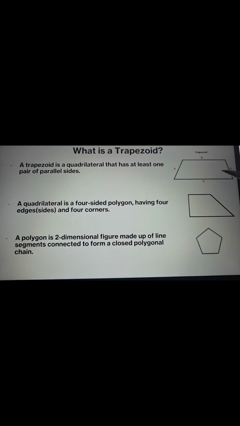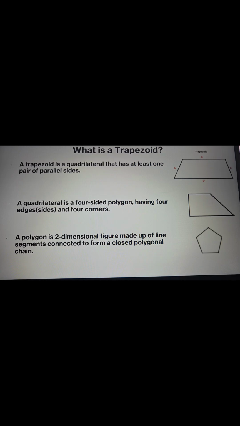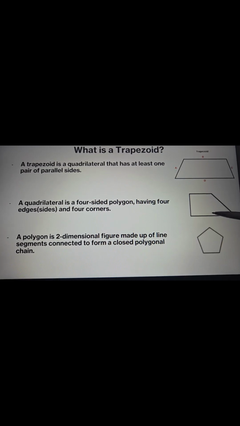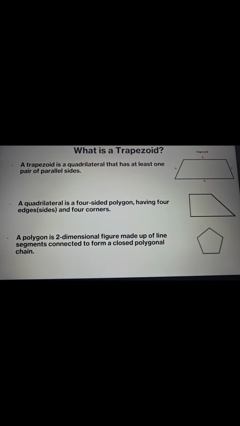So in the first illustration of the trapezoid, you can see there are two parallel lines and two lines that are not parallel. The quadrilateral in this illustration shows two parallel lines, but there doesn't have to be, as long as it has four lines and four corners. And the polygon can have as many lines as it wants, as long as it's connected to form a closed polygonal chain.